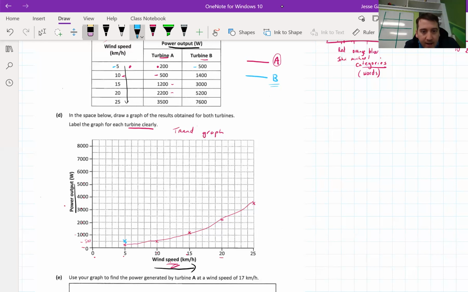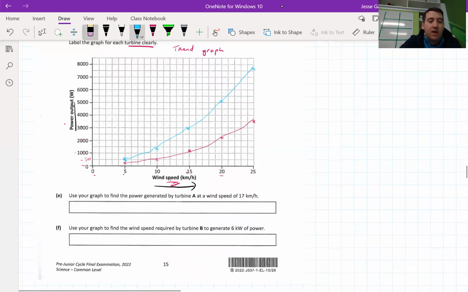So 10 is 1,400, which is just about there. 15 is 3,000. So there, like that. 20 is, where are we? 5,200. Just there. And then 25 is 7,600, which is way up here. And there we go. Smooth curve. All right, so now we've labeled A and B, and we've plotted the points, and we've joined them with a line of best fit.